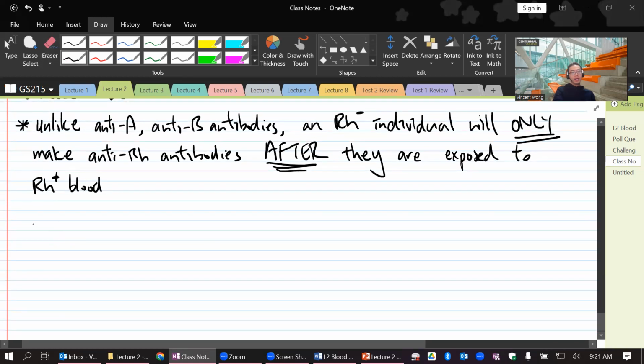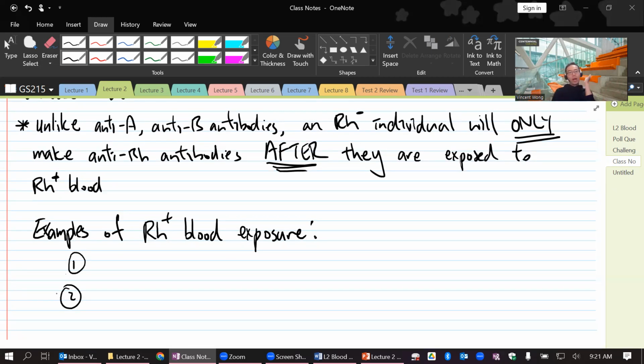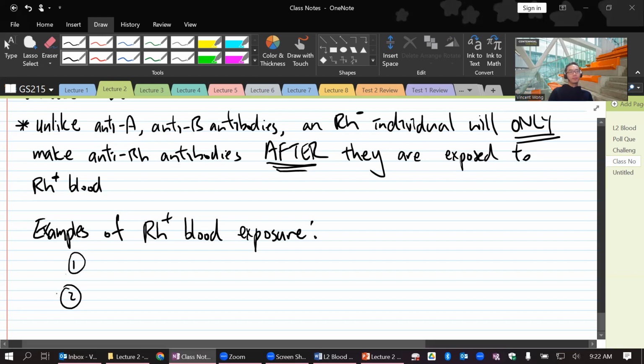Okay. So we're gonna have two examples of Rh positive blood exposure. Give me some examples, guys. Think about it. Why would an Rh negative person be exposed to Rh positive blood? What are some ways of this happening? Realistic ways that happen in the real world. The negative person received the blood donation from positive person.